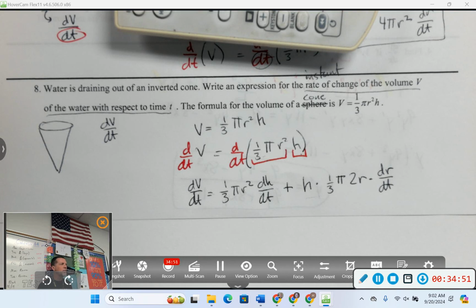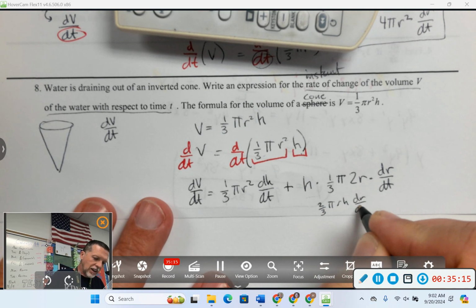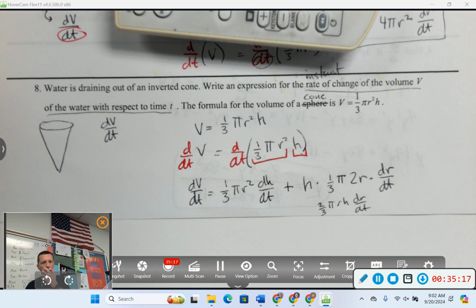Addie, is that a question or a stretch? Seth? On a multiple choice, would the dh over dt and dr over dt be combined at all? Nothing can be combined here, other than maybe writing this a little bit cleaner, like 2/3 pi r h dr dt, just rearranging the order. But there's nothing that can be combined or even factored out, because I guess you can factor out a 1/3 pi, that's the only thing.